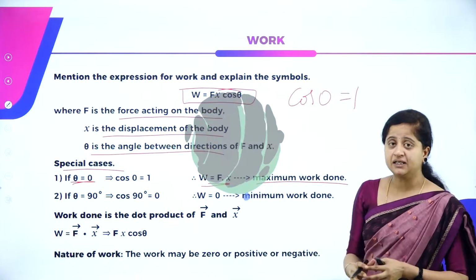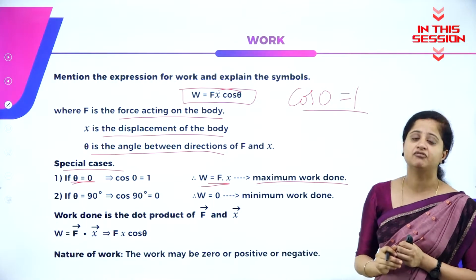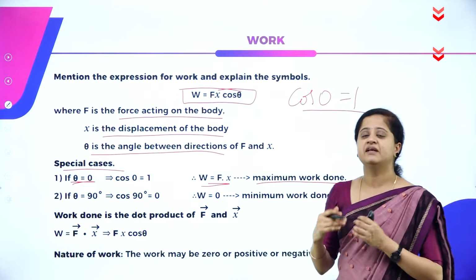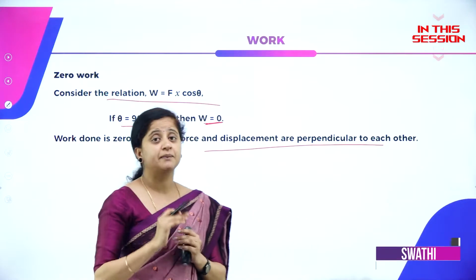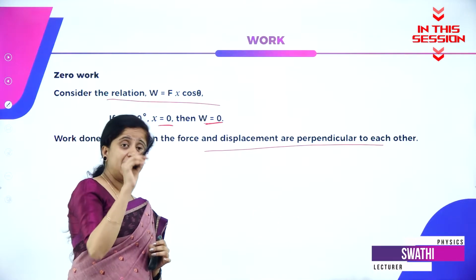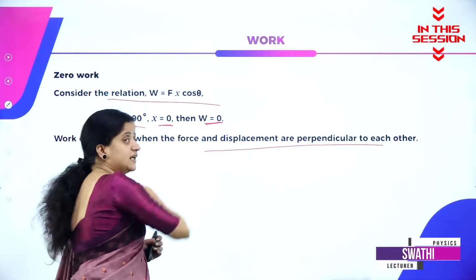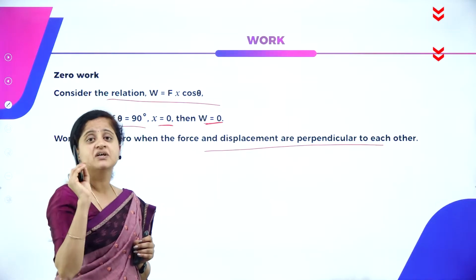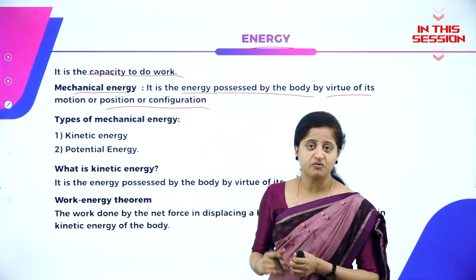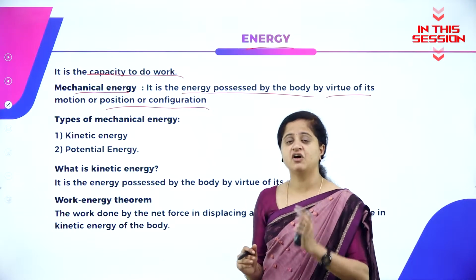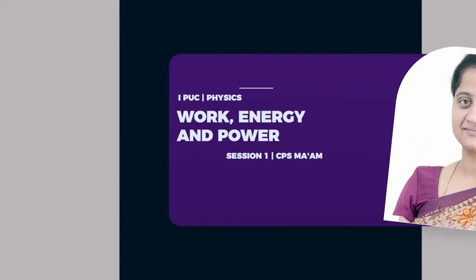When can we say the work done is maximum? It is nothing but when the angle between the force and displacement is 0, then we can say the work done is maximum. When the force and displacement are perpendicular to each other, the angle between them will be 90 degrees. When the value of theta is 90 degrees, the work done will become 0. The energy possessed by a body by virtue of its motion or position or configuration, we will term it as mechanical energy.